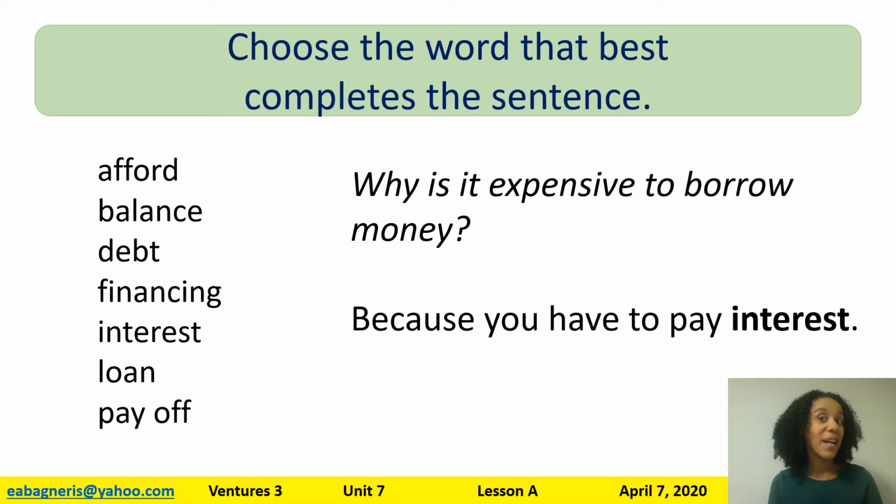Remember, borrowing money is not free. If you borrow money from a bank, they will charge you interest. That is money on top of the money that you borrow that you have to pay. For example, if you need to buy a new refrigerator and you borrow $1,000 from the bank, you will have to pay $1,000 plus 3 or 4% interest. Interest is money on top of the money you already have to pay. It's extra money the bank charges you for borrowing money.